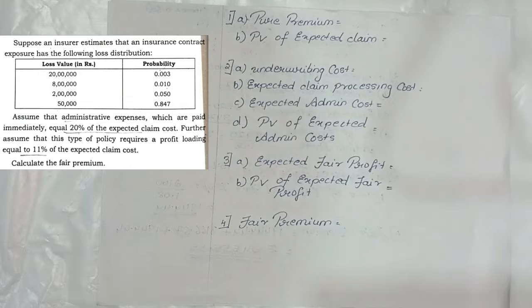Suppose an insurer estimates that an insurance contract exposure has the following loss distribution. They have losses of 20 lakh, 8 lakhs, 2 lakhs and 50,000, at various probabilities that they have provided. Assume that the administrative expenses, which are paid immediately, equal 20% of expected claim cost. Further, assume that this type of policy requires a profit loading equal to 11% of the expected claim cost. Calculate the fair premium. Now remember, if they haven't provided you with any interest, we have to take a default interest rate which is 8%.